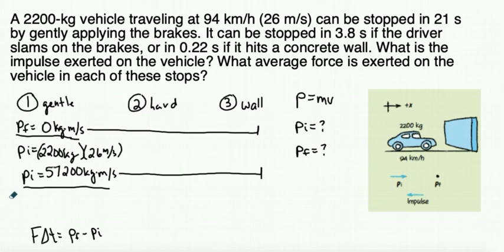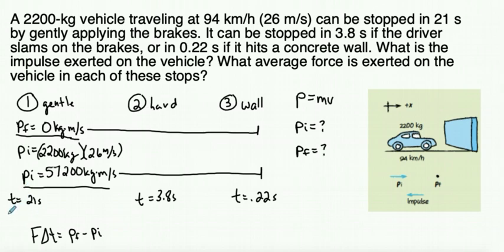So for scenario 1, it takes us 21 seconds to stop. For scenario 2, it takes us 3.8 seconds to stop. And scenario 3, it's going to take us 0.22 seconds to stop. So this is the one hitting the wall. So that's going to be a really quick stop, a fairly quick stop, and a slower stop.